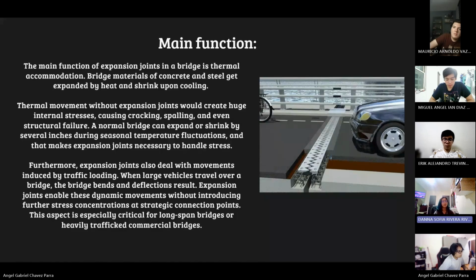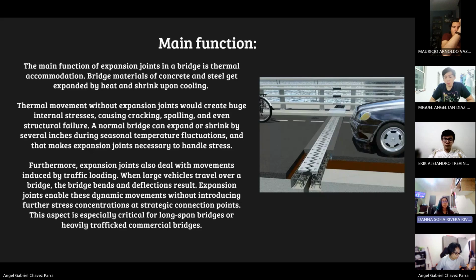Main function. The main function of expansion joints in a bridge is thermal accommodation. Bridges made of concrete and steel expand with heat and shrink upon cooling. Thermal movement without expansion joints would create huge internal stresses, causing cracking, spalling, and even structural failure. A normal bridge can expand or shrink by several inches during seasonal temperature fluctuations, and that makes expansion joints necessary to handle stress.